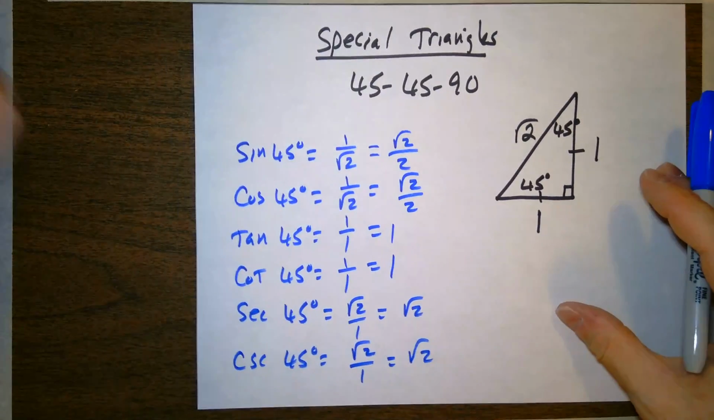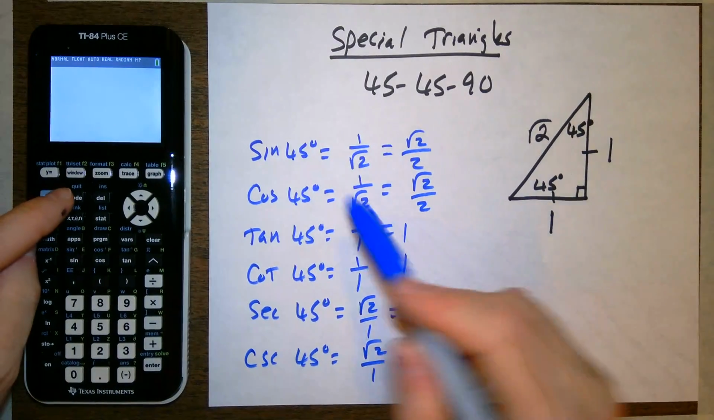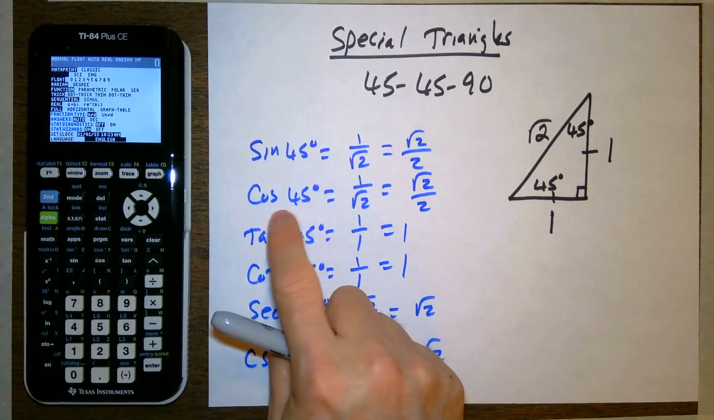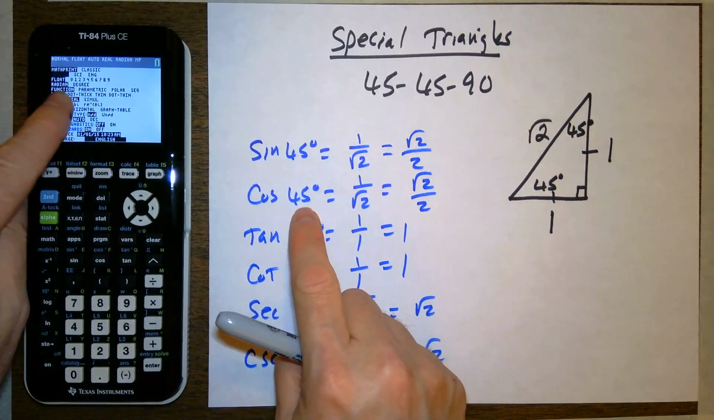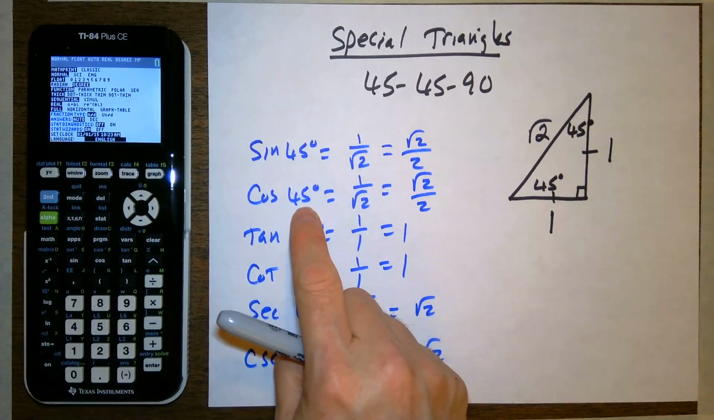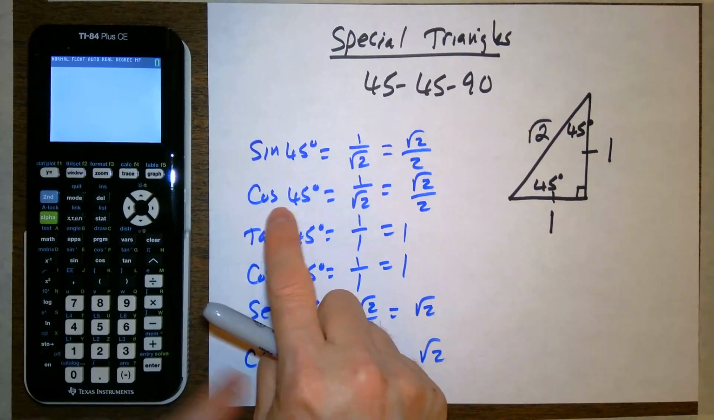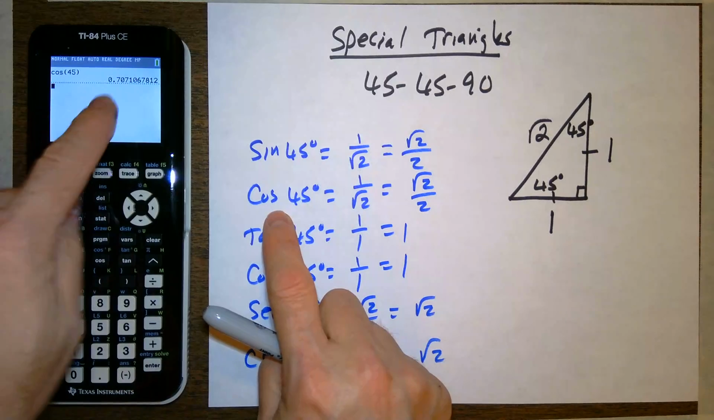I want to compare this to what we see on the calculator, so I'm going to turn on my calculator here. I'm going to make sure I'm in degree mode. This is going to be an issue. Whenever we're working with trig on our calculators, you got to know what mode you're in. Since all of these are in degree mode, I want to make sure I'm in degree mode. So I'm going to go down to the mode and change it to degree mode, and then exit out of there.